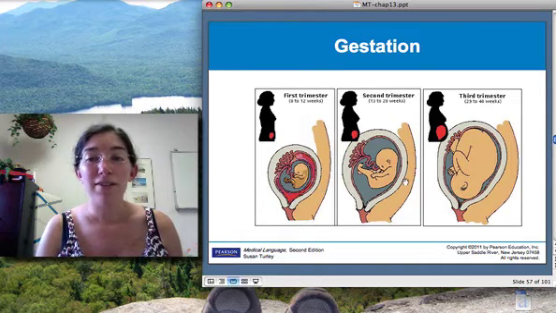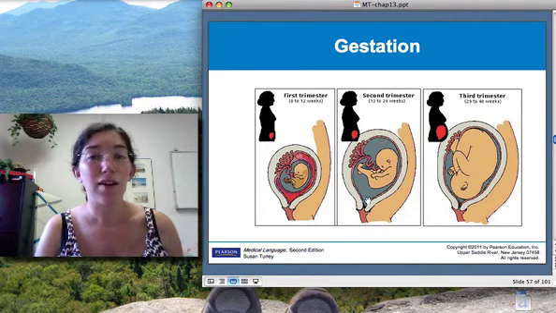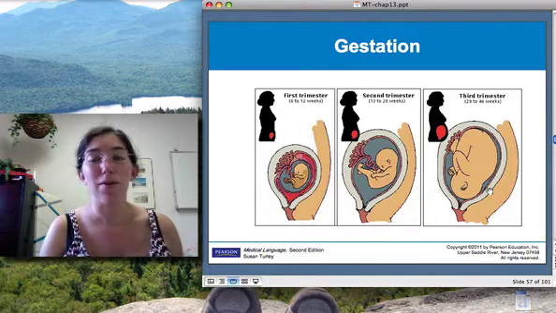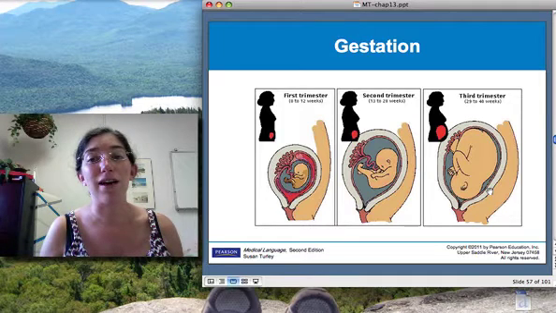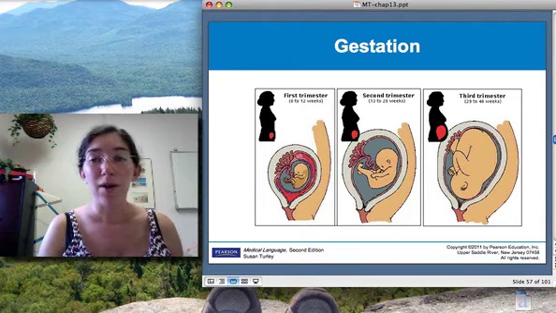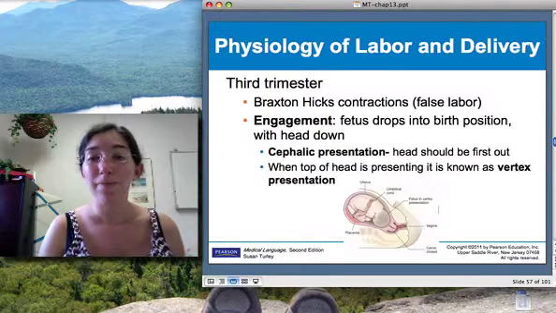The second trimester, a lot of lengthening growth occurs. The organs start to mature, the bones start to harden. And then in the third trimester, it's mostly the organs maturing and the fetus gaining a lot of fat. And of course positioning itself, hopefully properly, for labor.